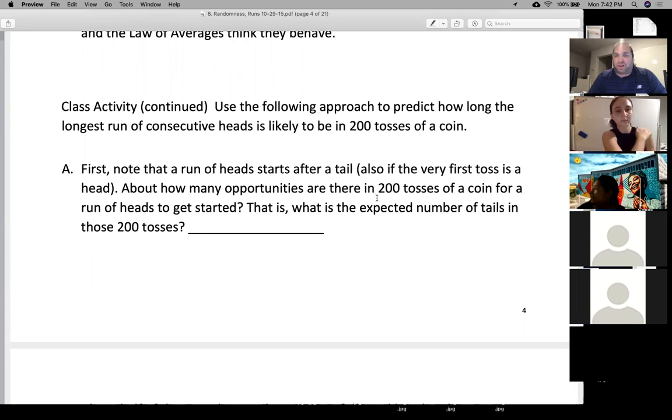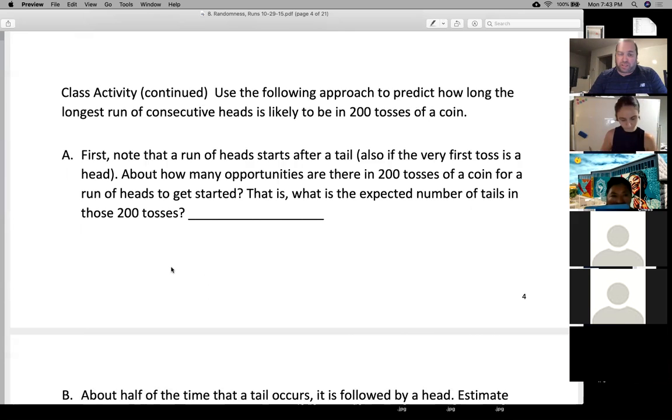How many opportunities are there in 200 tosses of a coin for a run of heads to get started? Well, I expect to have 100 tails, correct? Yeah. So after every single tail, I could start a run of heads, right? So if there's 100 tails, or I expect 100 tails, then I should expect to get 100 possibilities for a run of heads. Does that make sense? Yeah. Every tail leads to a possible run of heads 100 times.